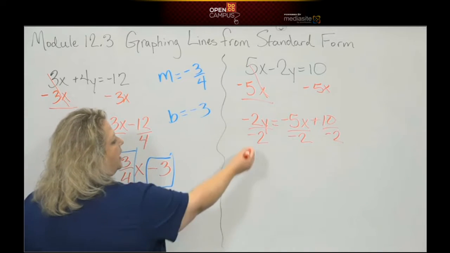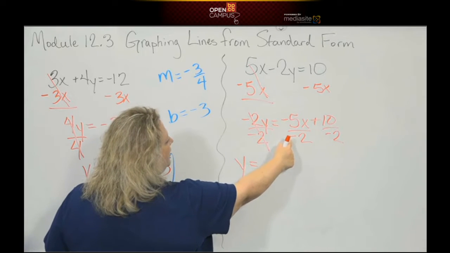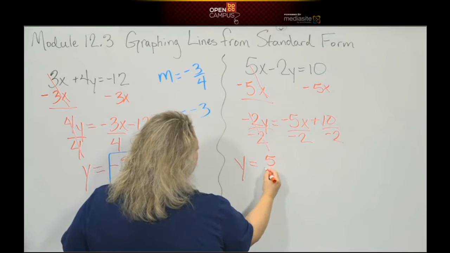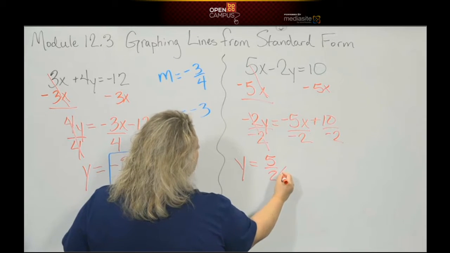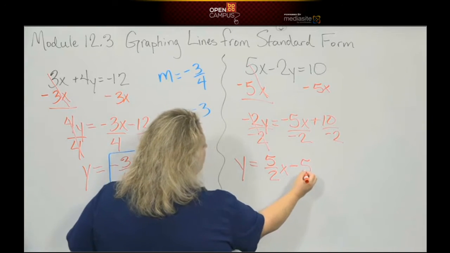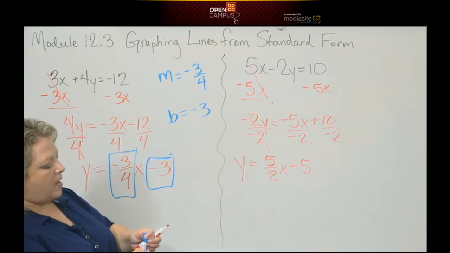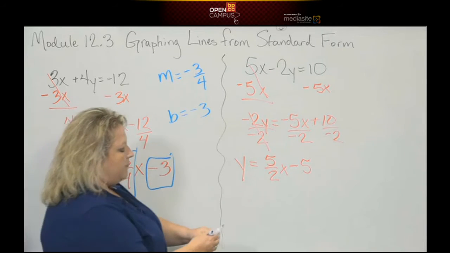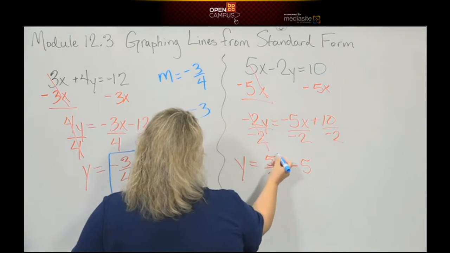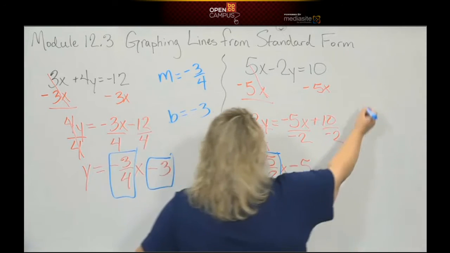So when I do that, I get positive 1y here. A negative divided by a negative is a positive. So that's positive 5/2 x. And then a positive divided by a negative is a negative. So that's negative 5. Now, when I identify my parts, I have my slope, which is positive 5/2.